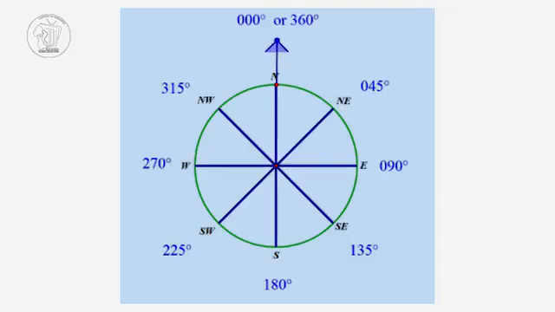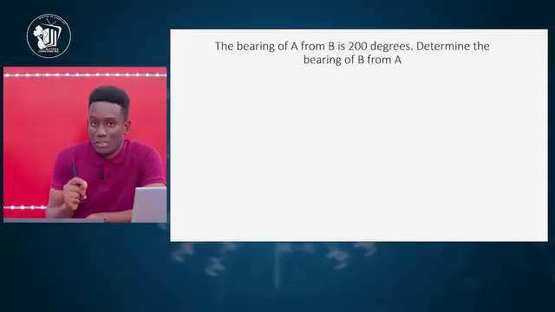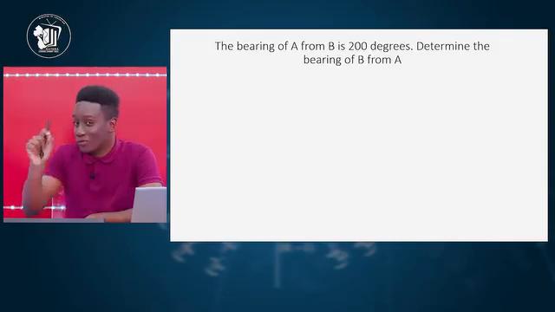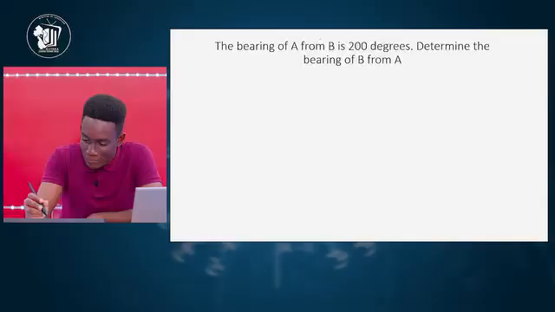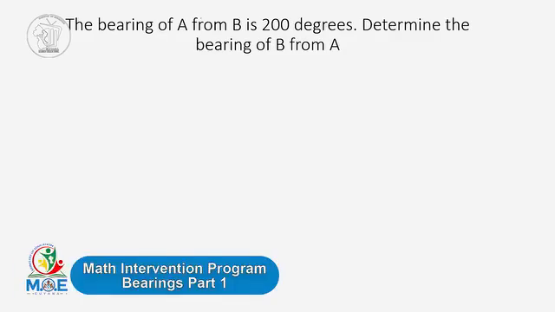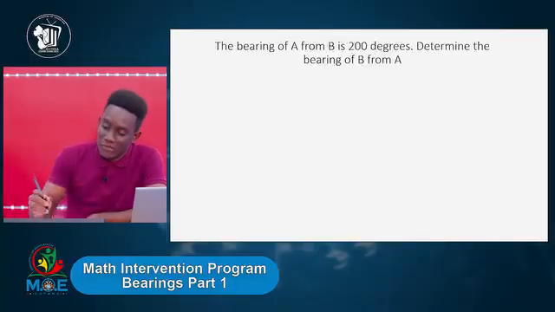So we have an understanding of what we mean by bearings. Let's look at this example. This question says, the bearing of A from B is 200 degrees. The key word that you want to look for in bearings, the word that will tell you where you're drawing the angle from, is the word from. People tend to mix up and draw the angle at A. But the key word is from. From indicates where the bearing is drawn from.